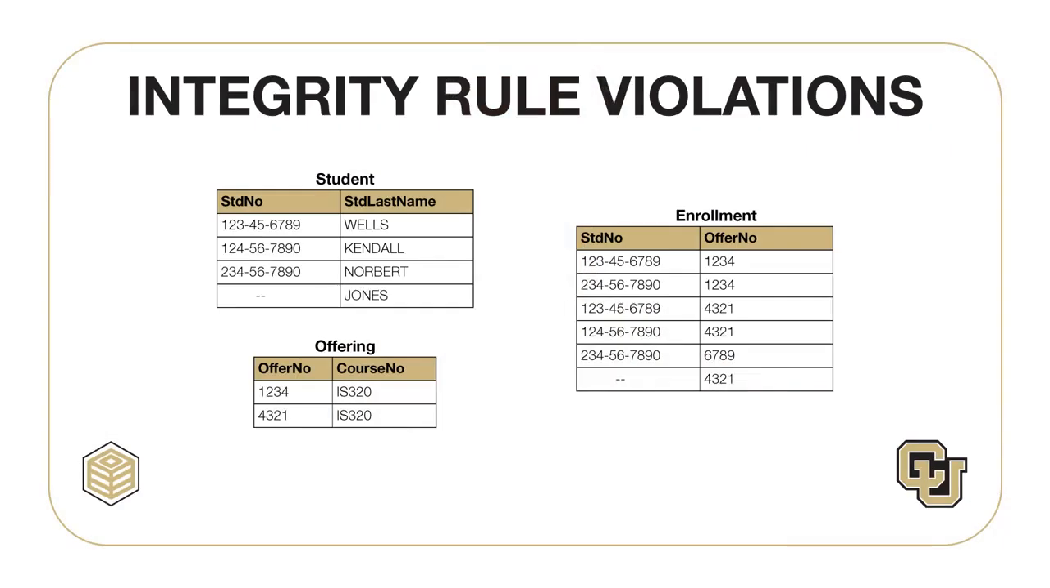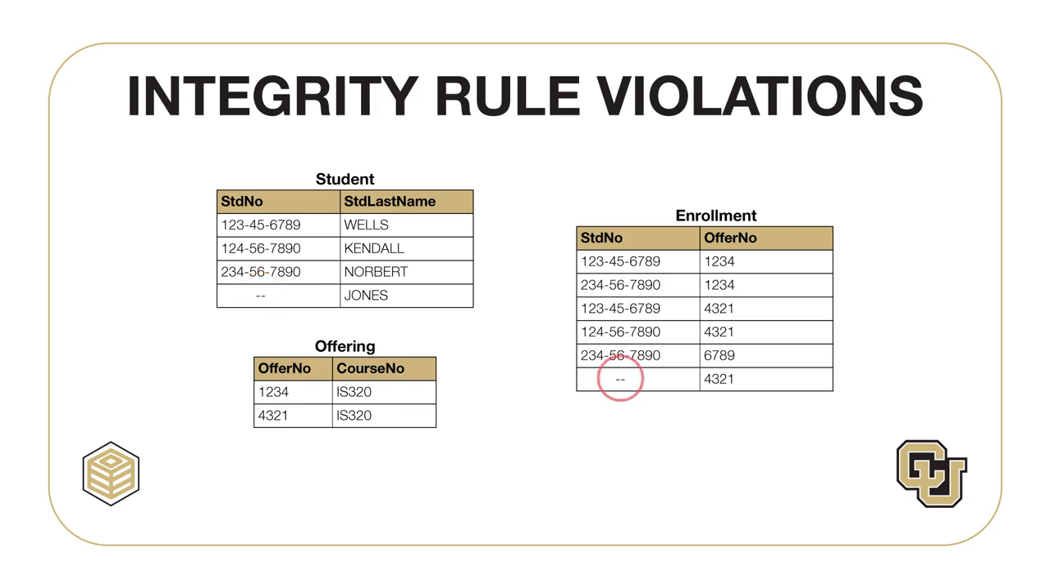To test your understanding of integrity rules, let's look at these sample tables from the university database. Note that student number is the primary key of the student table, offer number is the primary key of the offering table, and the combination of student number offer number is the primary key of the enrollment table. In addition, student number is a foreign key in the enrollment table, referring to student number in the student table. Offer number is a foreign key in the enrollment table, referring to offer number in the offering table. In these sample tables, missing values are shown by hyphens. For example, the fourth row of the student table has a null or missing value.